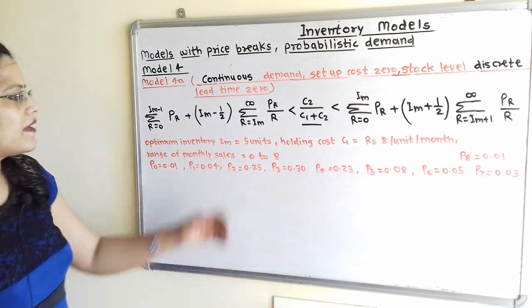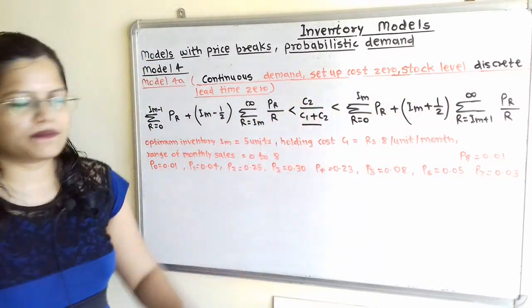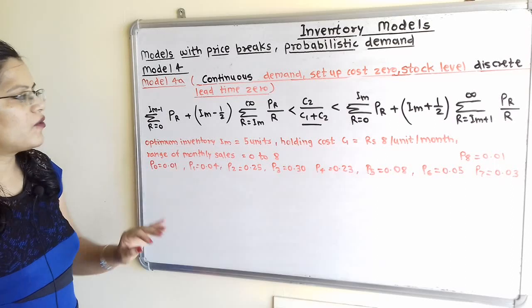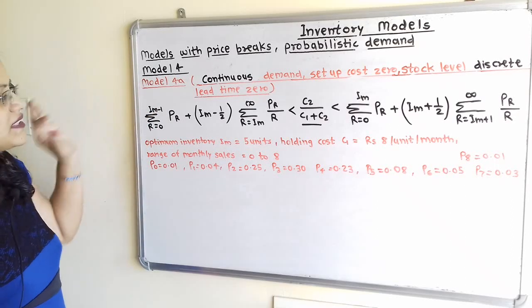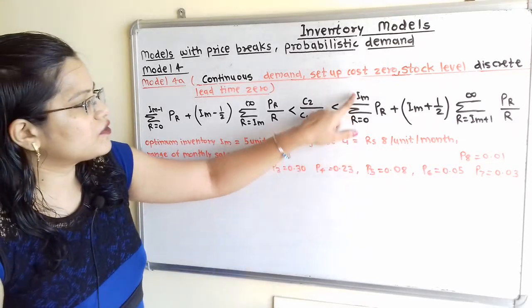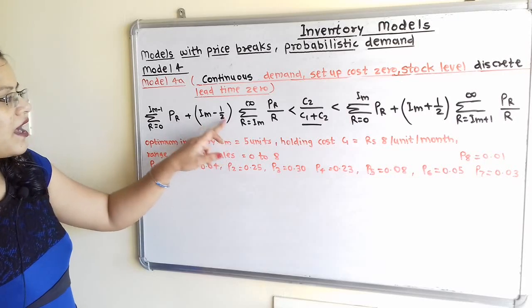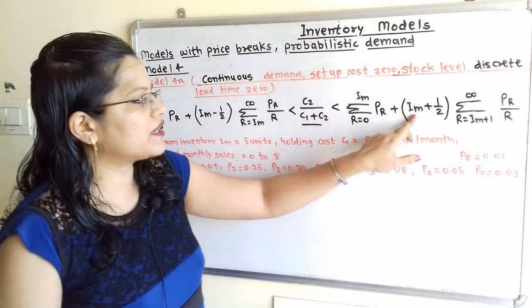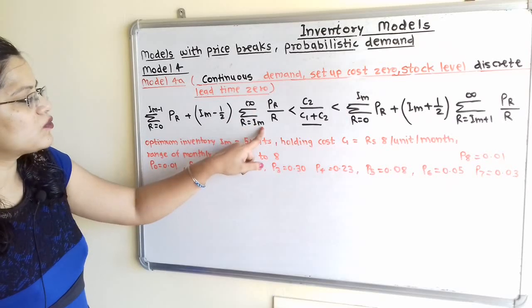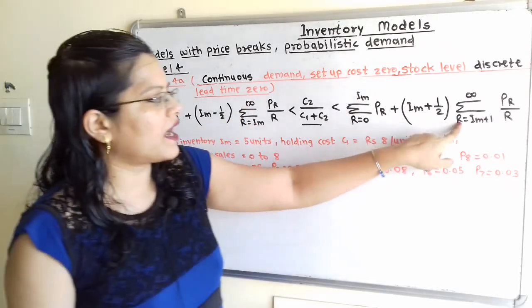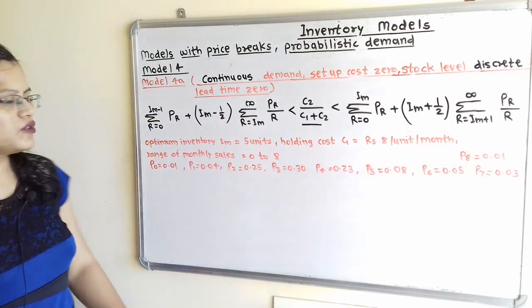Now if we compare the left hand side and right hand side for this C2 divided by C1 plus C2, what is the difference? On the left, r is equal to 0 to Im minus 1, this is the range. But on the right, r is equal to 0 to Im, that range we have to take. Instead of Im minus half, we have to take Im plus half. And also for the range r equal to Im to infinity, we have to take r equal to Im plus 1 to infinity. Otherwise the formula is the same.